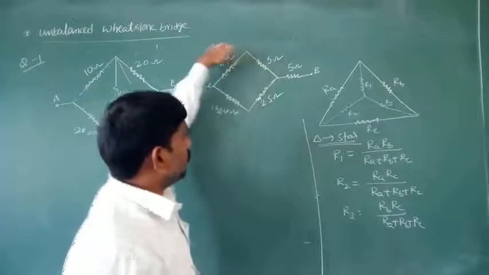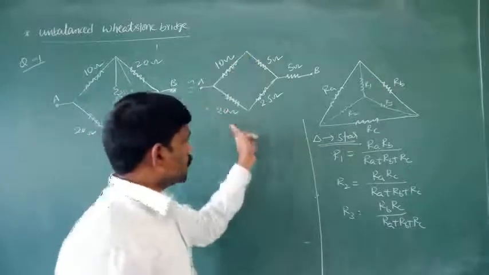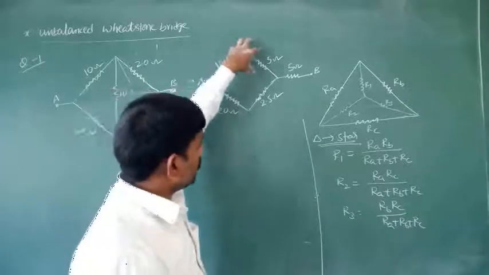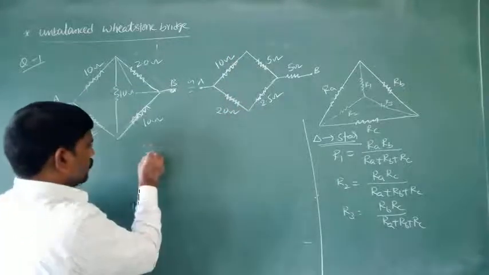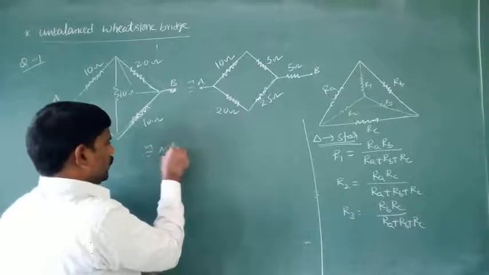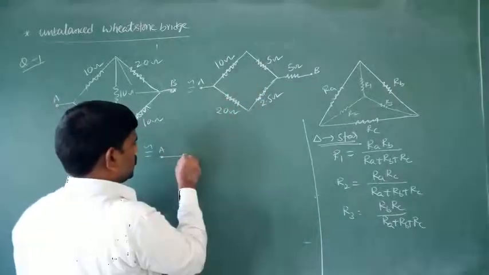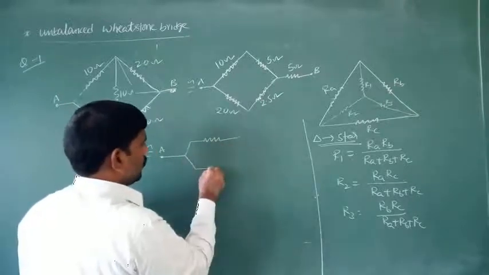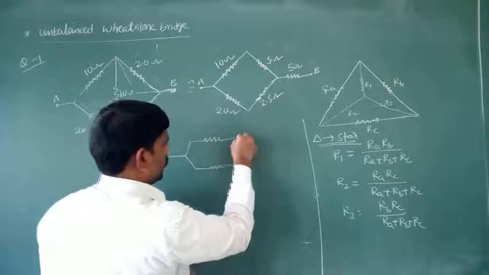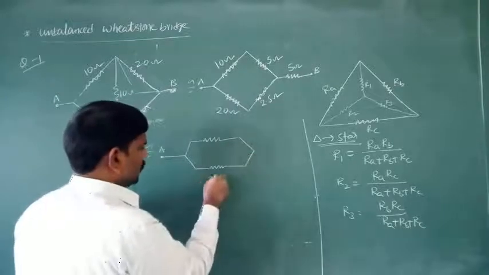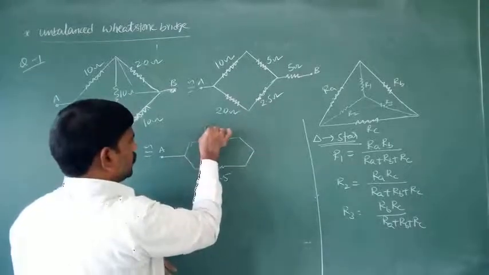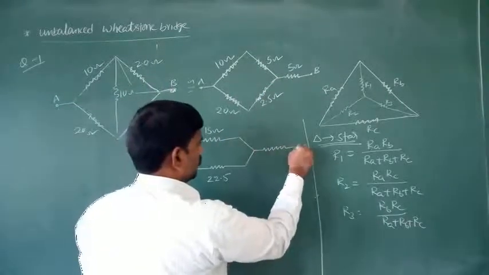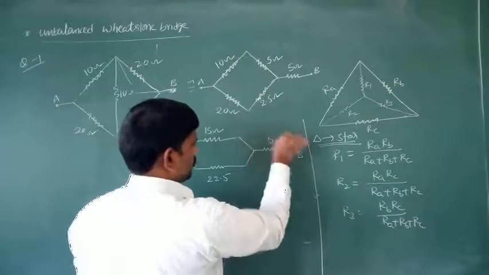Here these two are connected in a series combination. These two are also connected in a series combination. Find the effective resistance of this combination. This is the point A. Here the effective resistance is equal to 15 ohms and this one is equal to 22.5 ohms. Again here a 5 ohms resistor is there, the big 5 ohms resistor.